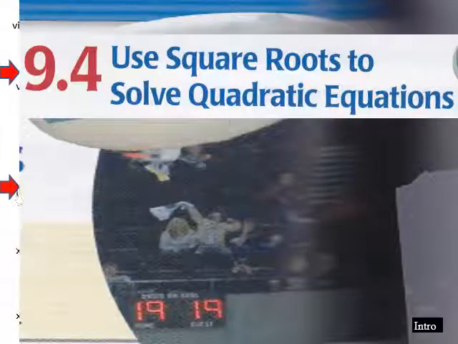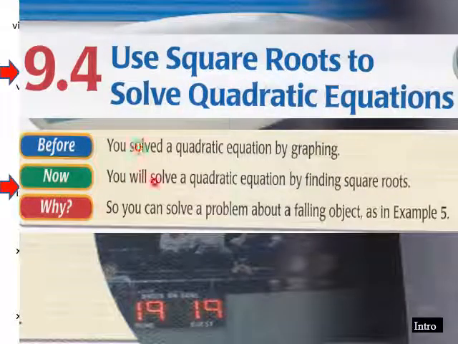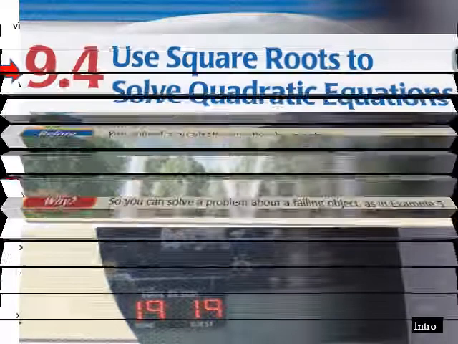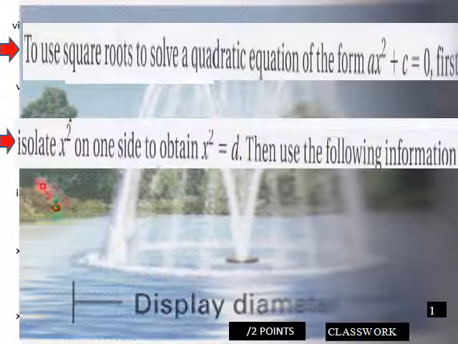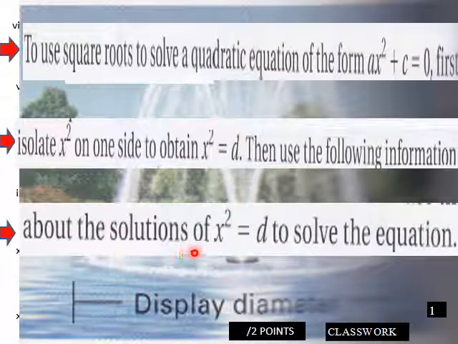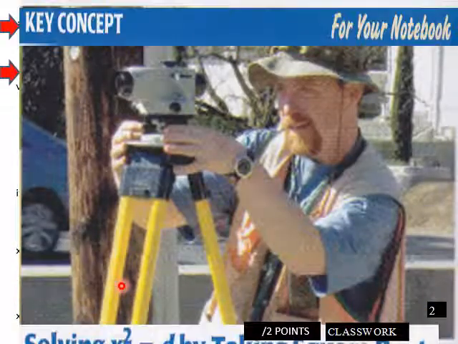Okay, getting into our lesson, use square roots to solve quadratic equations. You solved quadratic equations by graphing. You will now solve quadratic equations by finding roots. So to use square roots to solve a quadratic of this form, ax squared plus c equals 0, first isolate x squared on one side to obtain x squared equals d, then use the following information about the solutions of x squared equals d.